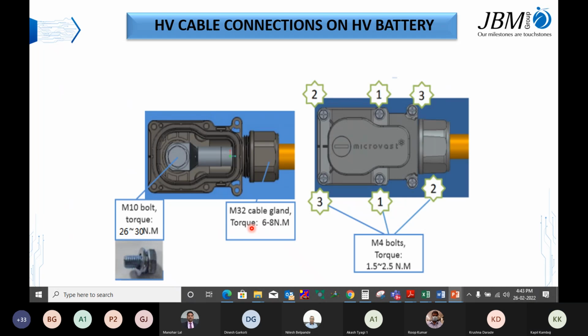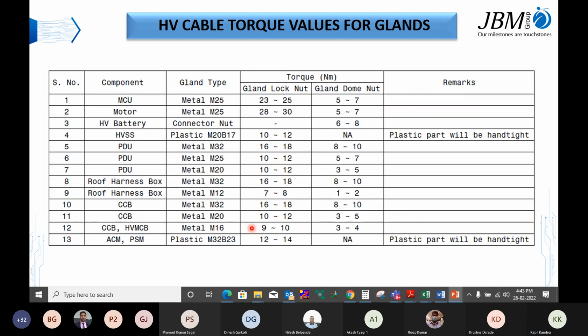Kapil bhai, this torque standard that you are showing, is it released in the standard form, or is it given separately in your IFD? Sir, this is prepared in IFD only. All this information you will get in HV cable and component. There is a single drawing that defines all the values. So all of it is available in one place? Yes, yes, yes. Only one drawing.